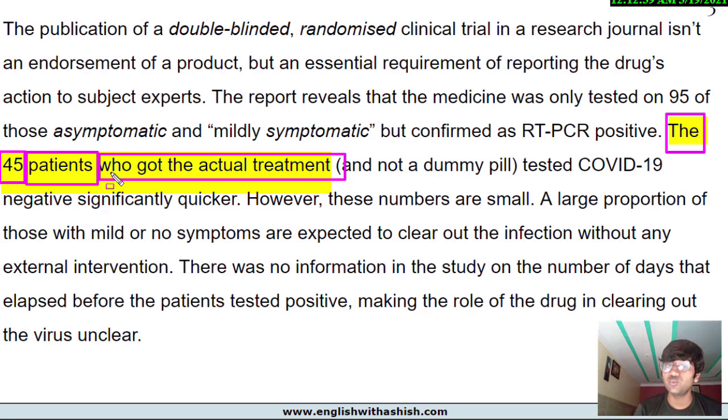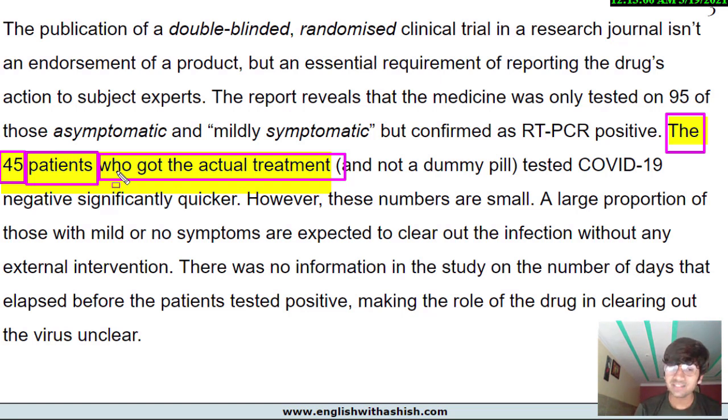So in the subject, we have a noun, the main noun, the simple subject, which is patients, and we have two pre-modifiers, the and 45. Patients, the patients, 45 patients who got the actual treatment. This is an adjective clause modifying the noun patients.